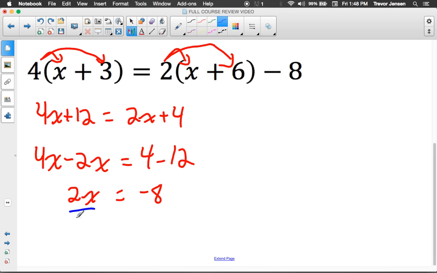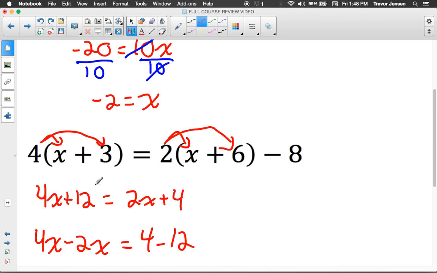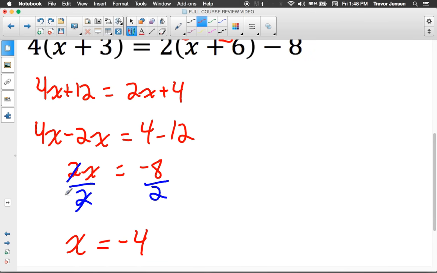The x is being multiplied by 2, so divide both sides by 2. These 2's cancel because 2 divided by 2 is 1. And what I have is just an x on the left. On the right, I have negative 8 divided by 2, which is negative 4. And don't forget, you could double check your answer by plugging it into the equation here to make sure you have the right answer.